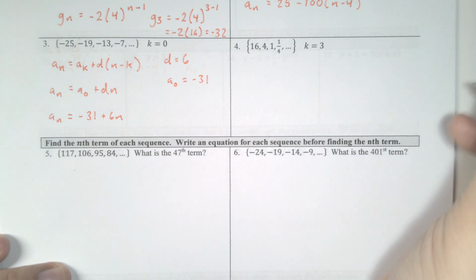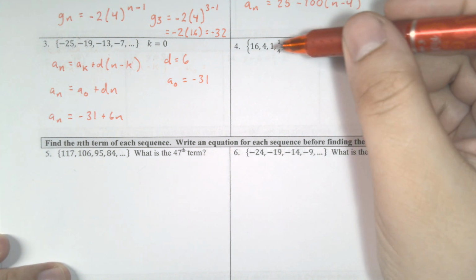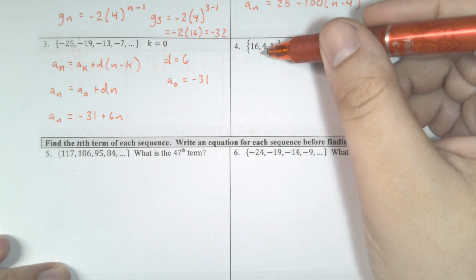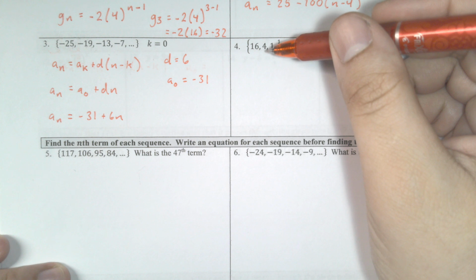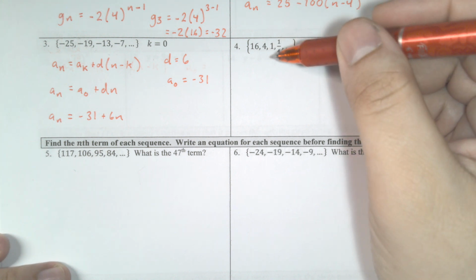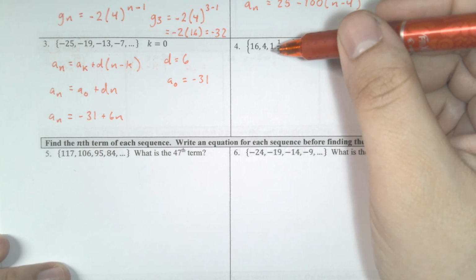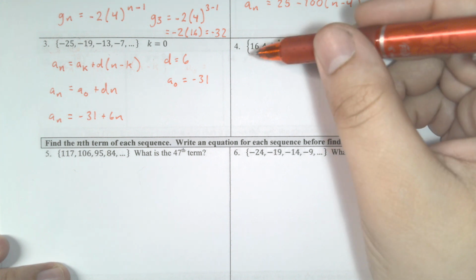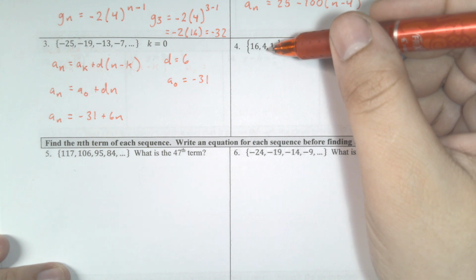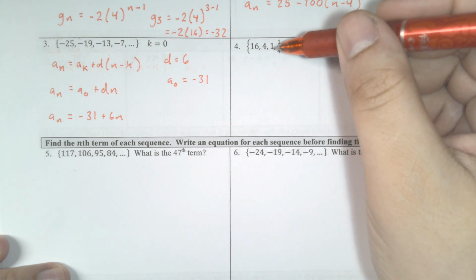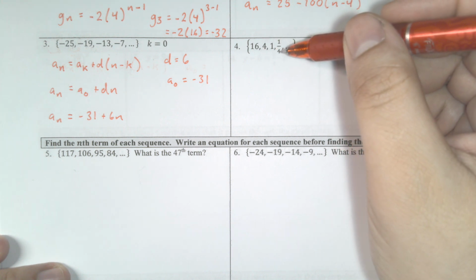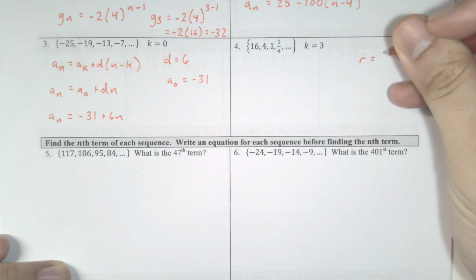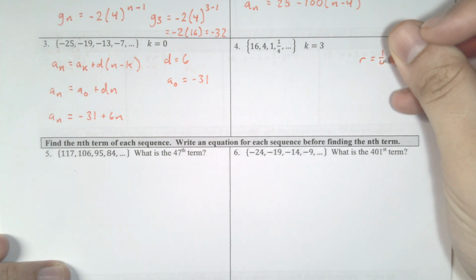Now, what about number 4? To get from one term to the next, are we adding or subtracting any number? Well, to get from 16 to 4, we have to subtract 12. But 4 minus 12 is not 1, so this is not arithmetic. And just to confirm that it's geometric, to get from 16 to 4, we have to divide by 4. 4 divided by 4 is 1. 1 divided by 4 is 1/4.